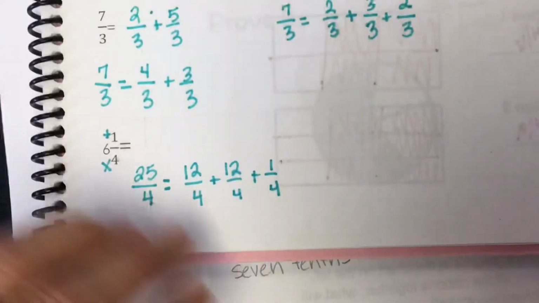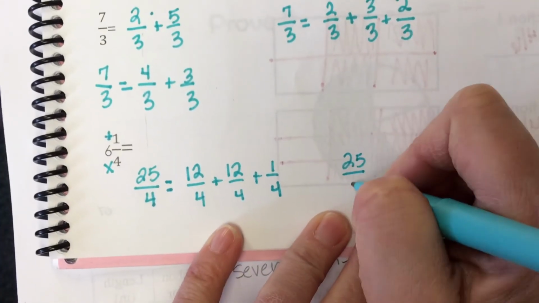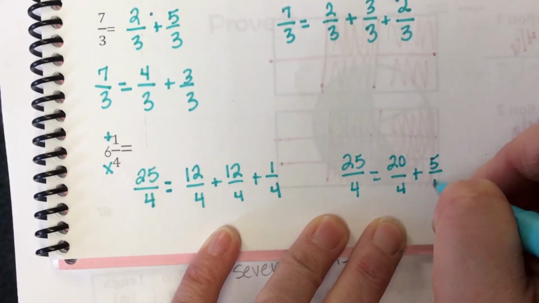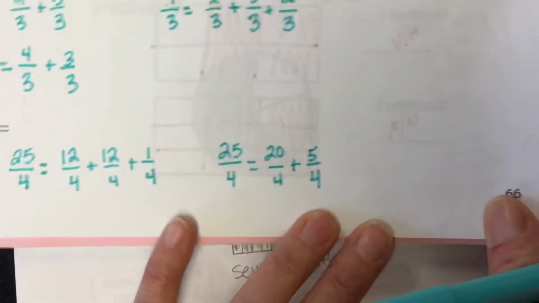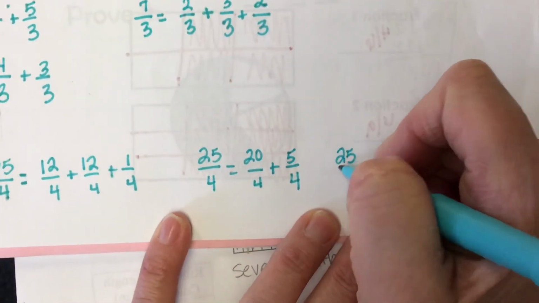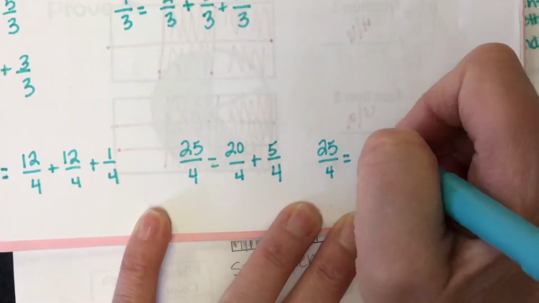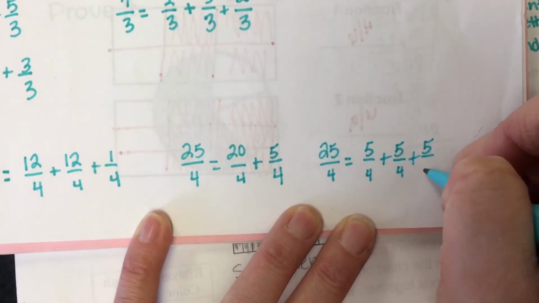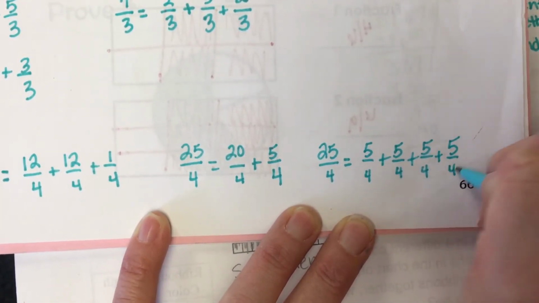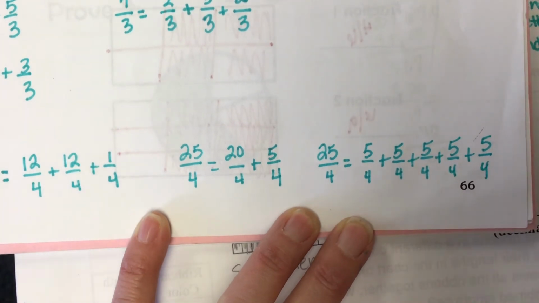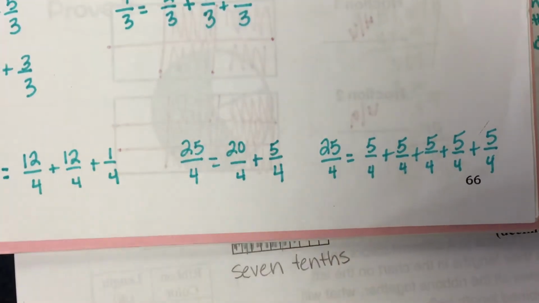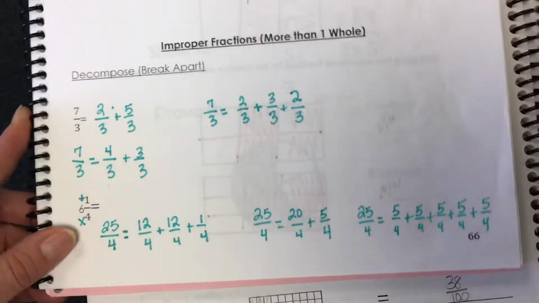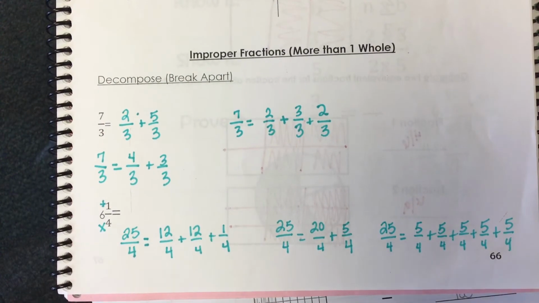Okay. Brady, how did you do it? 20/4 plus 5/4. Very good. There's a lot of ways to do this because 25 is a big number. Okay. Sam, tell me how you did it. Okay, very good. You could do 1/4 plus 1/4 plus 1/4 25 times. Okay, so that is how we decompose fractions. Okay, is that ringing a bell? Are we good with that?